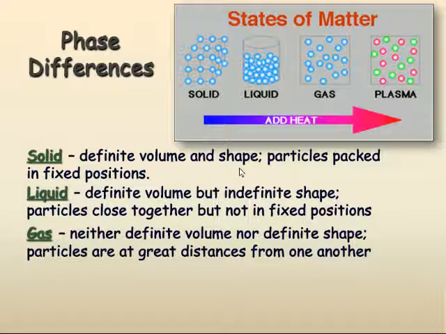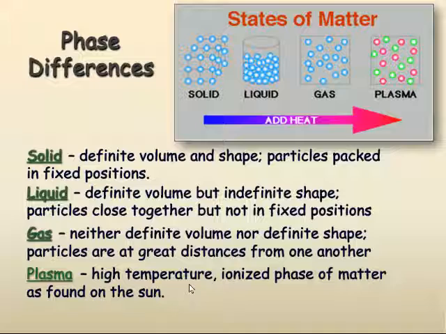Then we have gas. Gas has neither a definite volume nor a definite shape. These particles are actually at huge distances from one another, and I'll try to describe how much of a distance they are from one another when we get to that chapter. But because they are these huge distances, they have no attraction or repulsion to one another, at least in that ideal gas idea. They definitely don't have a definite shape, and that is gas.